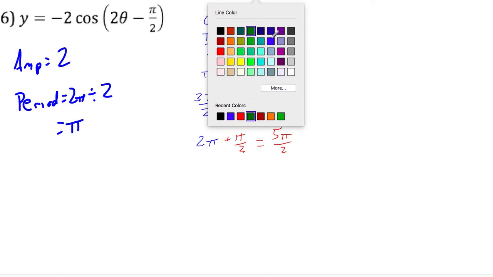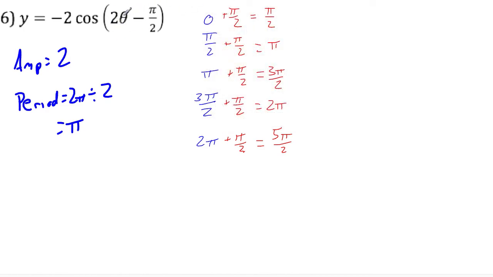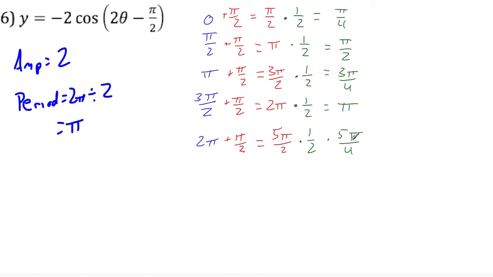I'm not done, because I have to multiply by 1 half. If I'm multiplying by 2, I need to divide by 2, which is the same as multiplying by 1 half. So now I get pi over 4. This is going to be pi over 2. This right here is 3 pi over 4. This is going to be 2 pi times 1 half, which is just pi. And then this is going to be 5 pi over 4. Notice the range from pi over 4 to 5 pi over 4 is 4 pi over 4, or pi. And that's my period. So that's how I get that.